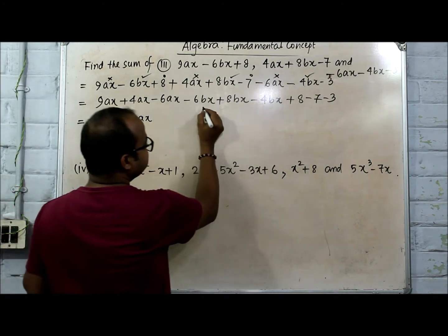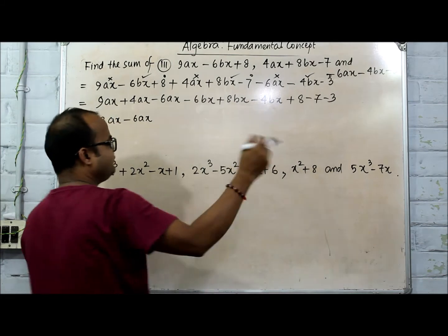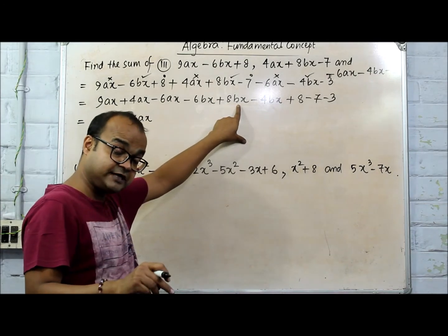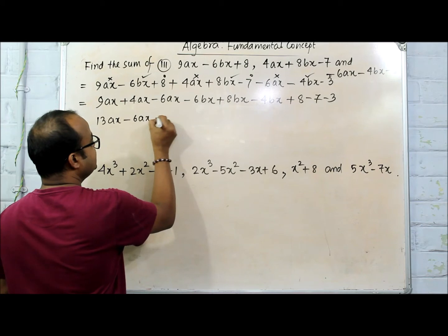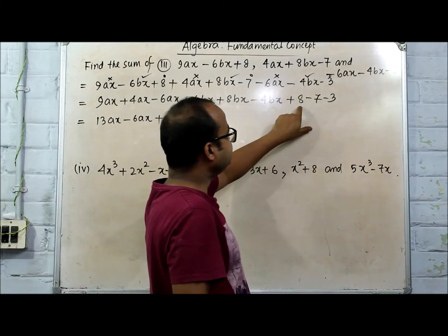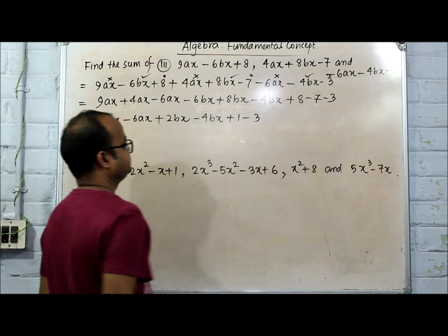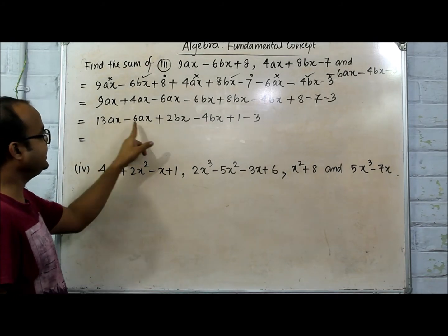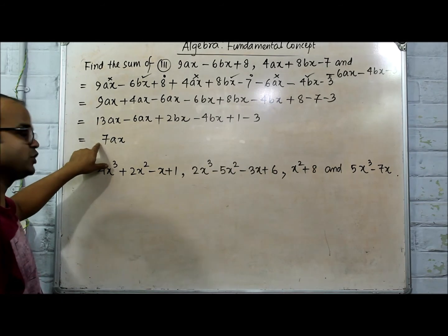Clear? Now see, minus 6bx plus 8bx, opposite sign, we need to subtract. So 8 minus 6 is 2. 8 is bigger, so it will take the sign of 8, which is plus. So the result will be plus 2bx minus 4bx. 8 minus 7 is 1, so plus 1 minus 3. For 13ax minus 6ax, opposite sign, subtract: 13 minus 6 is 7ax. Now check the sign: 13 is bigger, so the sign will be positive.